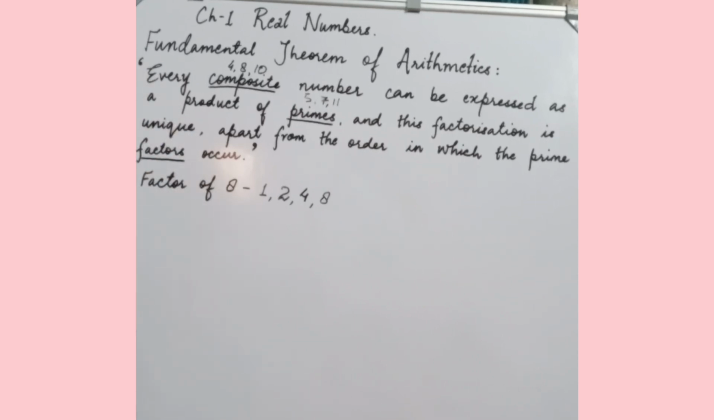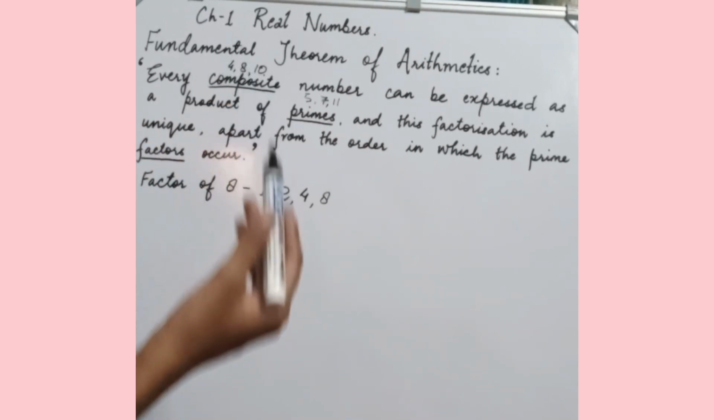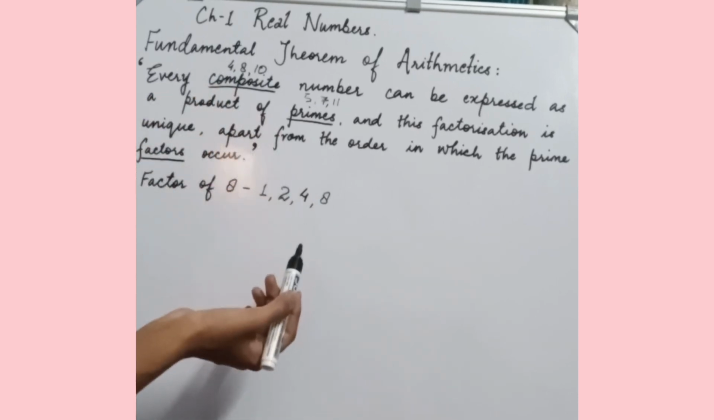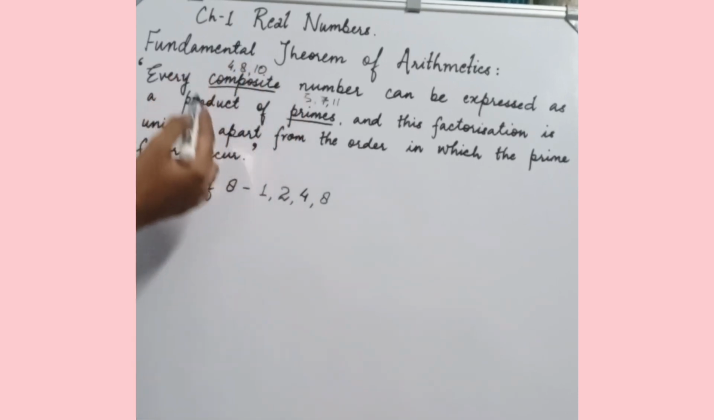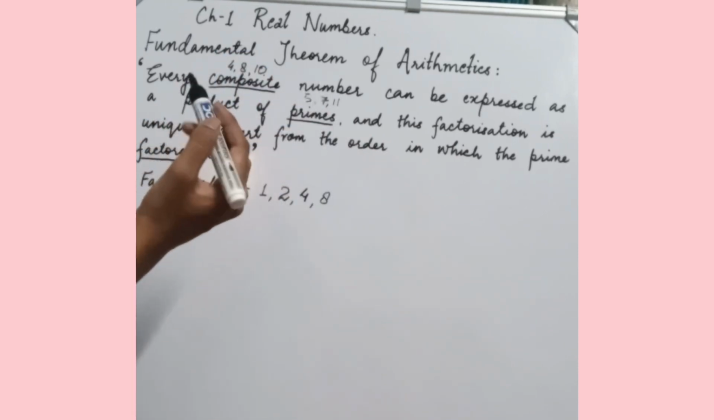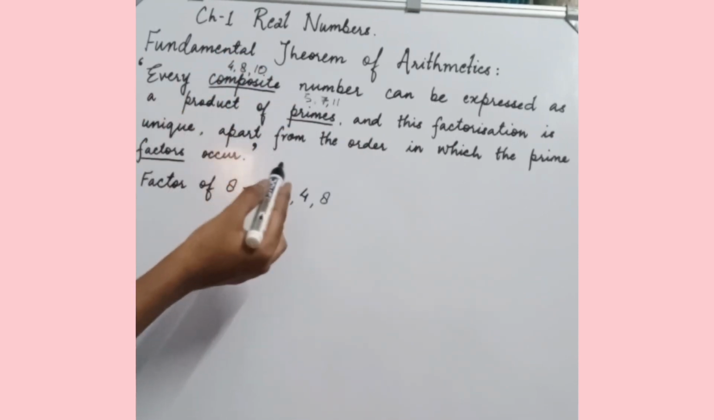So what is the meaning of this theorem now? Every composite number can be expressed as a product of primes. Let's just understand till here. Every composite number can be expressed, means it can be written as a product of prime numbers. Let's quickly take a composite number and prove this theorem on that number, and you can very easily understand what this means.